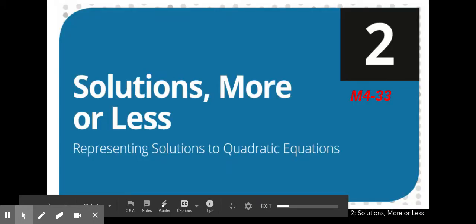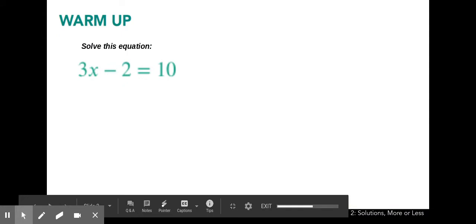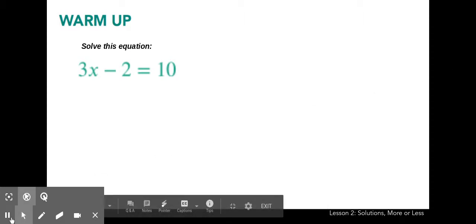Today's lesson, Solutions More or Less, is located on page M433 of your workbook. For the warm-up, I'd like you to go ahead and solve this equation. I'll give you a moment, pause the video, and then we'll talk about this problem.